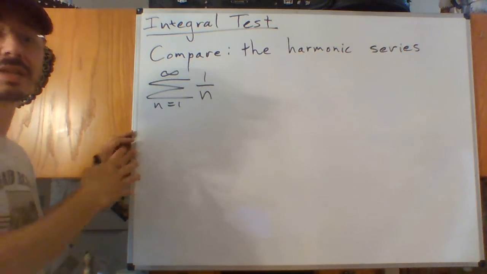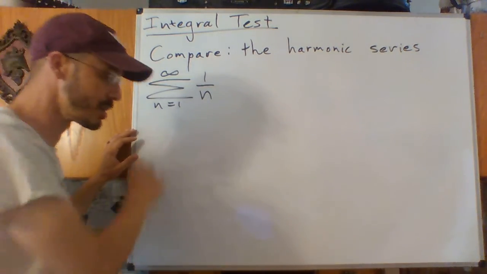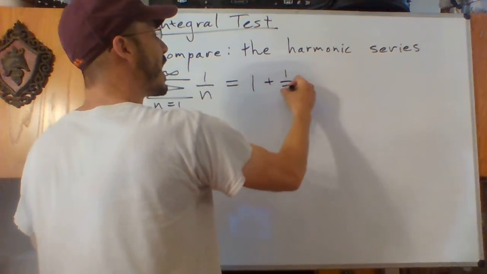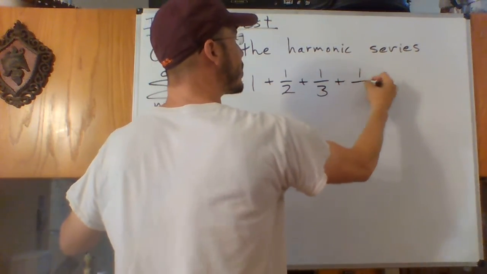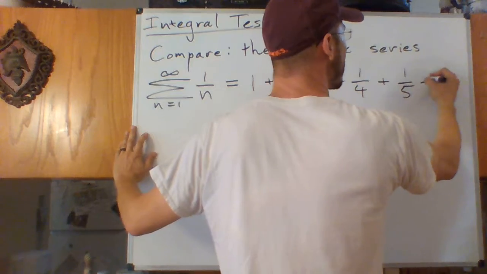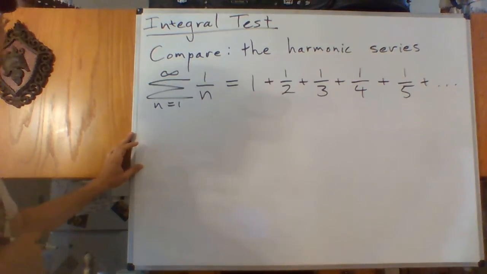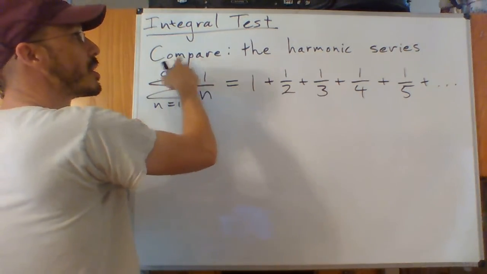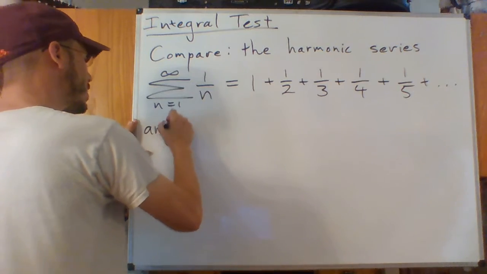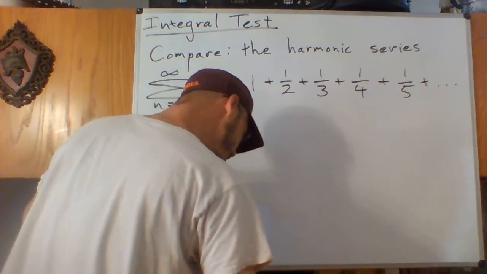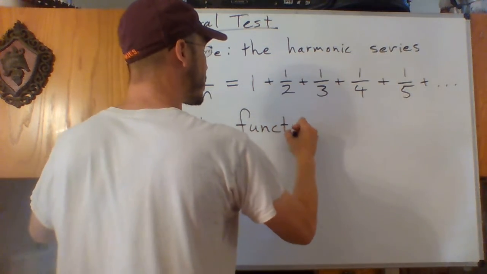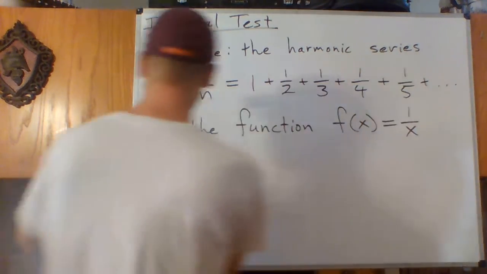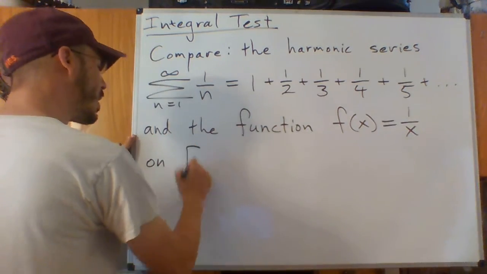We've looked at this before. This is going to be a more graceful way of dealing with it, but it is something we've seen before. In other words, that's 1 plus 1/2 plus 1/3 plus 1/4 plus 1/5 plus 1/6, etc. The sum of the reciprocals of the positive integers. So we're going to compare the harmonic series and the function f of x equals 1 over x on the interval from 1 to infinity.